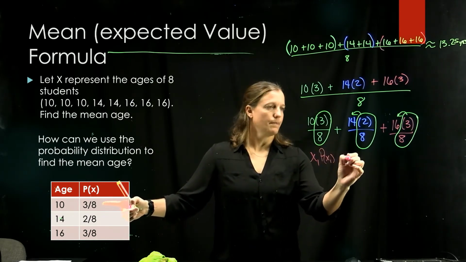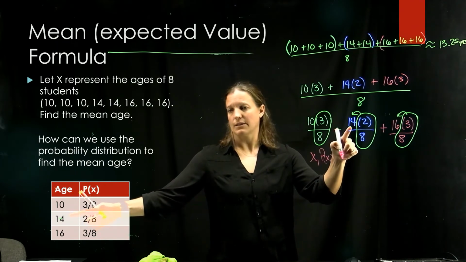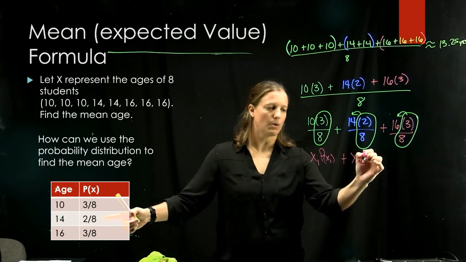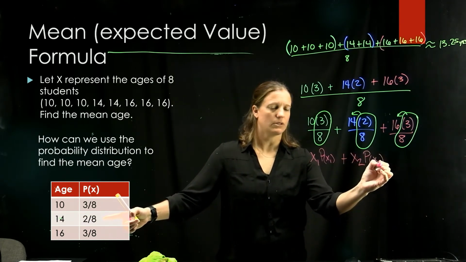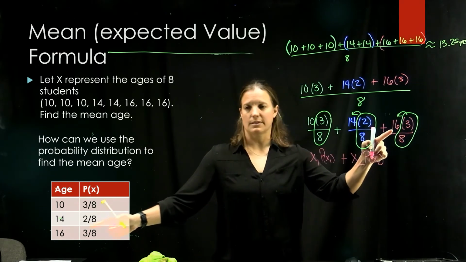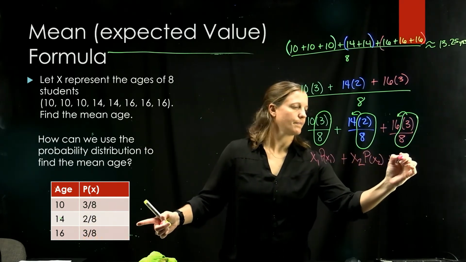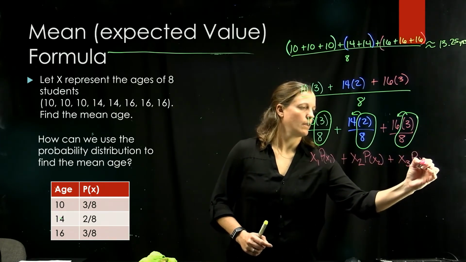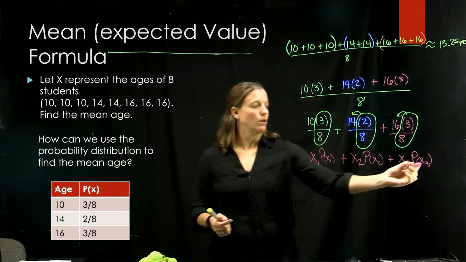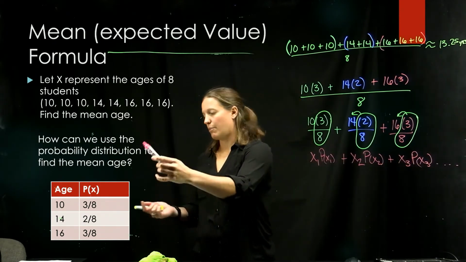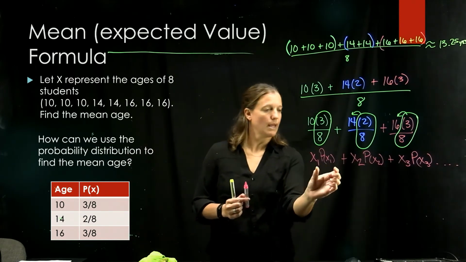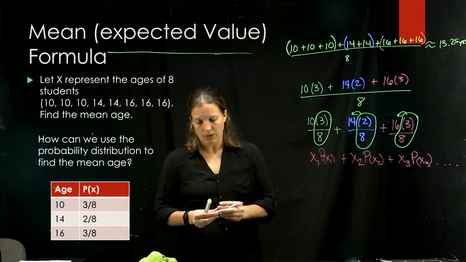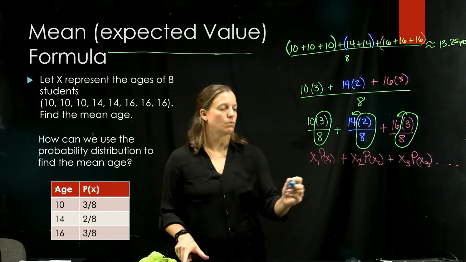Then our second piece here, okay, the 14, that's my second x right over here. So I'm going to call that x2, and then we multiply that by its probability of occurring. So the probability of x2. Same thing happens here. The 16, that's my third x, and then we multiply it by the probability of that occurring. Now, in theory, this would go on and on and on. So if we had a probability distribution that had 10 different entries, we would have 10 different components to our formula here. So what we do instead is we are going to use summation notation to write this formula.